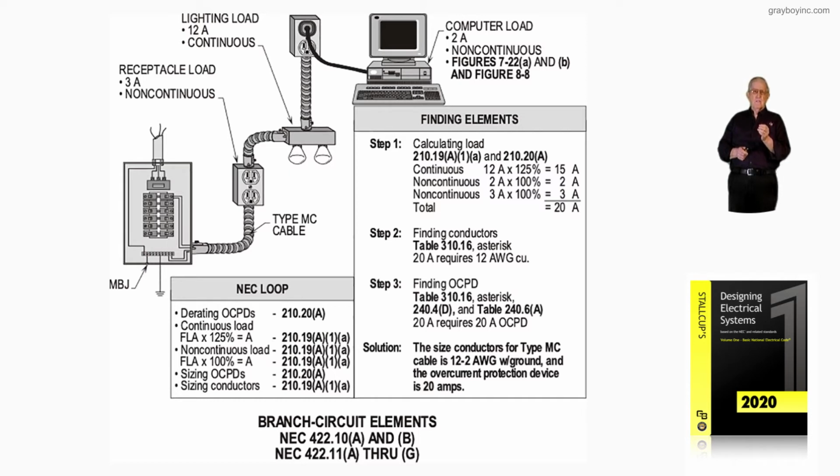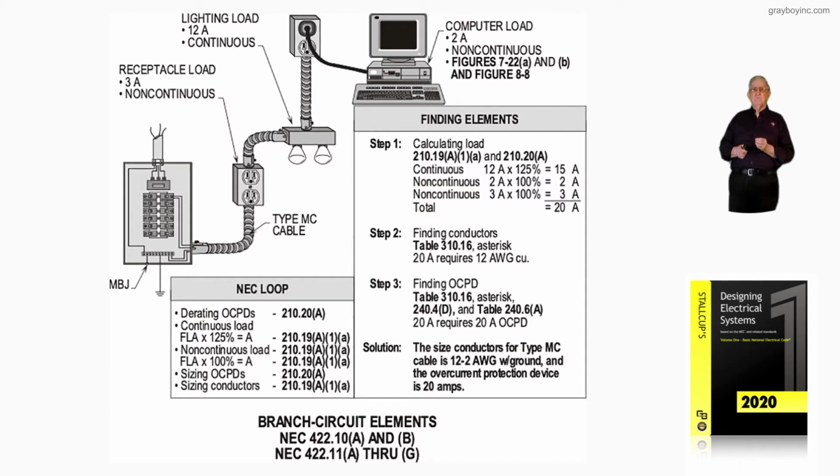the overcurrent device, so the sizing of the overcurrent device and the conductors are found in section 210.19(A)(1)(a) for sizing conductors, but 210.20(A) for sizing the overcurrent device, but the method used is just what I've quoted. Now, let's look at the computer load, 2 amps, non-continuous. We're saying figure 7-22 A and B and figure 8-8 go into greater amount of detail, but this illustration shows the basic general requirements.